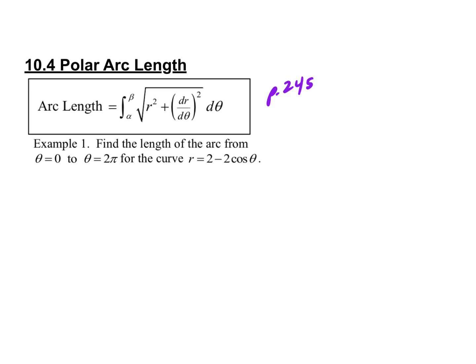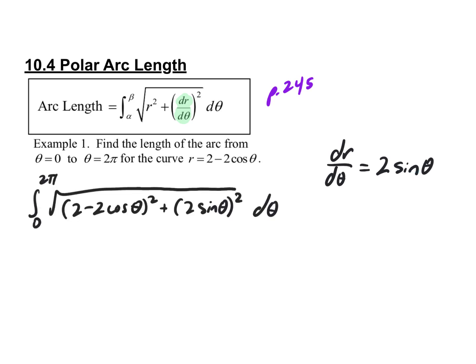All right, so get this one down. Example 1: find the length of the arc from theta equals 0 to theta equals 2 pi of the curve r = 2 minus 2 cosine theta. So hopefully the first thing you did was find the derivative. The dr/d theta is just 2 sine theta. Then the rest is just making sure that you plug it in your calculator correctly.